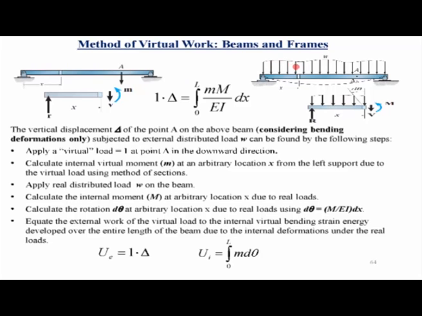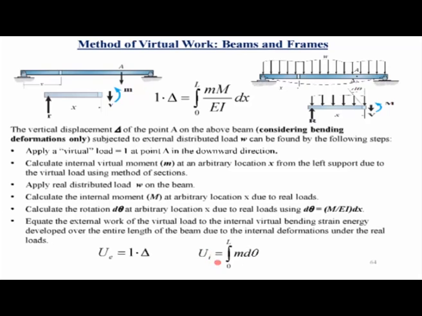Then you apply the real loads or the external loads on that beam and you calculate the internal moment at any arbitrary location x due to the real load. So first you calculate the moment due to the virtual load at any section x from the support, and then you calculate the moment capital M at any section x. Now the deformation of a small element due to the moment due to the actual load is given by, if you recall, M dx over EI. So that is the deformation, d theta.